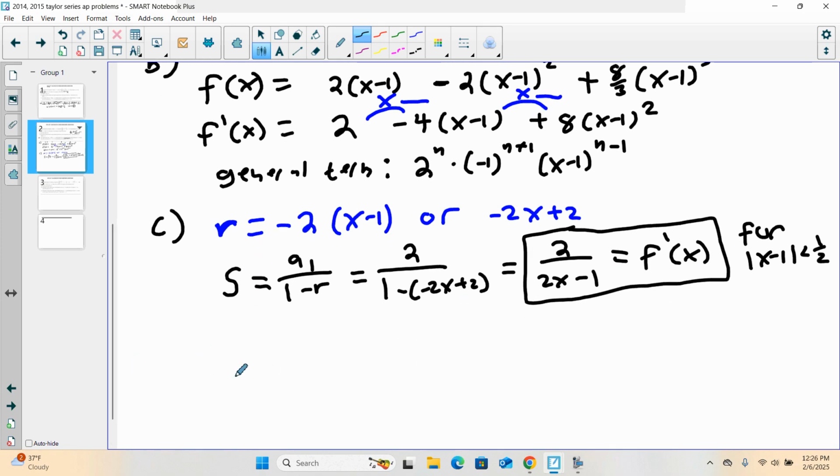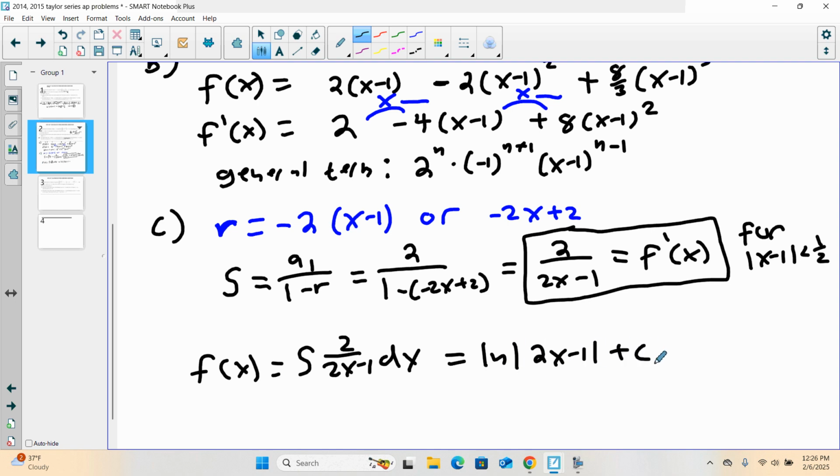So if we have f prime, well, f is just going to be the antiderivative of that. Okay, so we can recognize this is the 1 over x form. So the antiderivative there is just the natural log of 2x minus 1 plus c. And then we just want to find c. So how can we do that? What information do we have?